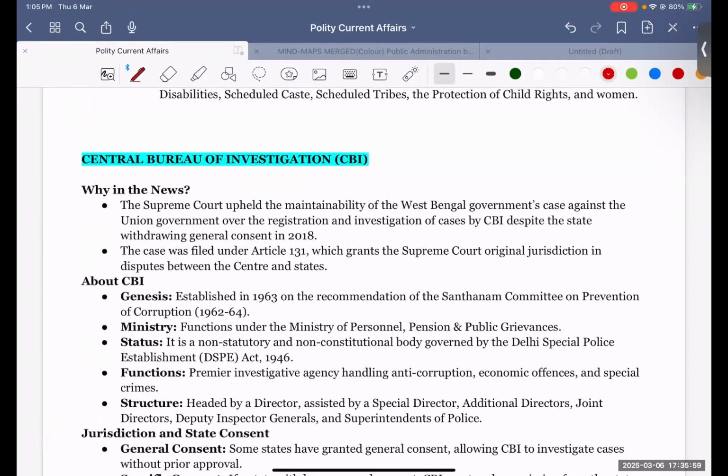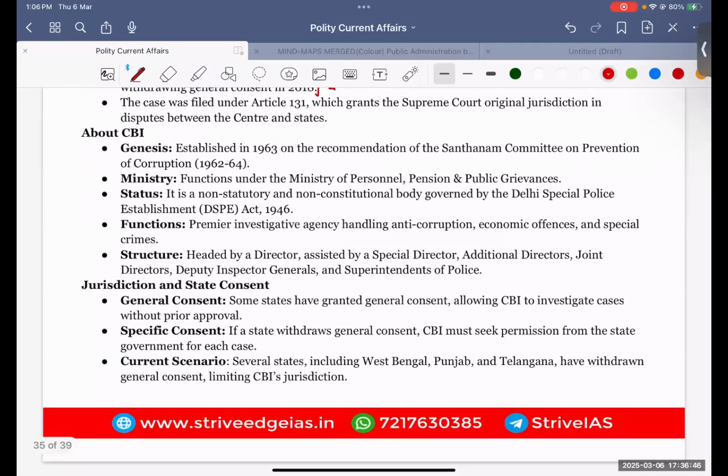Central Bureau of Investigation, CBI. So why was it in news? The Supreme Court has upheld the maintainability of the West Bengal government's case against the Union government over the registration and investigation of cases by CBI, despite the state withdrawing the general consent in 2018. So what has happened? Just to tell you in the form of a story again, the West Bengal government had filed a case against the Union government. Okay, because the CBI was still registering and investigating cases in the state, even though the West Bengal government had withdrawn their general consent. So what is this general consent, guys?